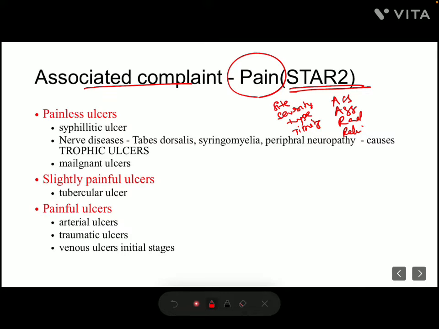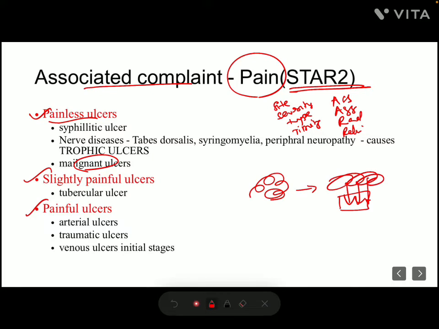Now, ulcers can be painless, slightly painful, or even very painful. So let's start with malignant ulcers. Malignant ulcers are painless, especially when they start. When any malignant growth starts, it's absolutely painless. So they start producing pain only when they infiltrate some structures that are being lined by pain conducting neurons, like C neurons or A delta. Right? So when they infiltrate structures that are innervated by pain conducting neurons.